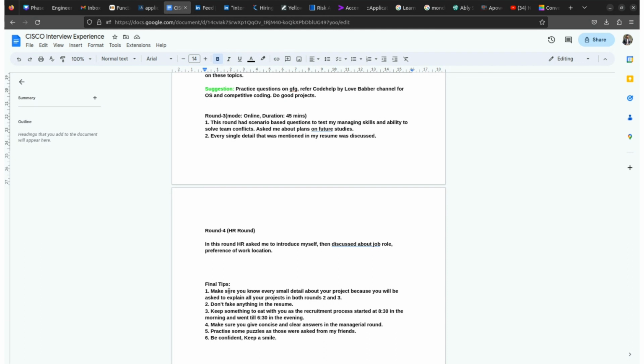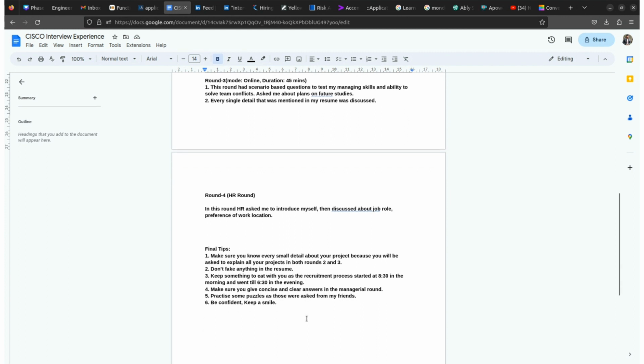no from their side. The third point is that keep something to eat with you, as the recruitment process started from 8:30 in the morning and went till 6:30 in the evening. Basically it's an on campus hiring, an on campus interview experience, which is why it all happened on the same day. If you are going for an off campus, it can take days to complete the interview. But for an on campus, you need to keep something to eat, so that you stay confident and don't feel hungry.